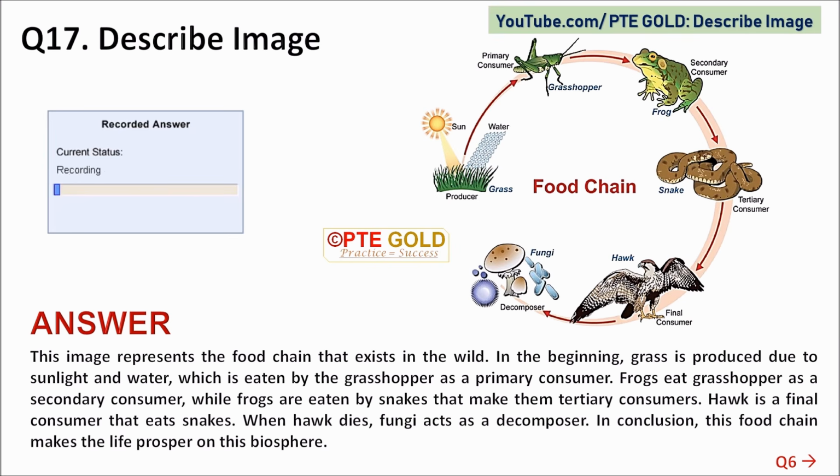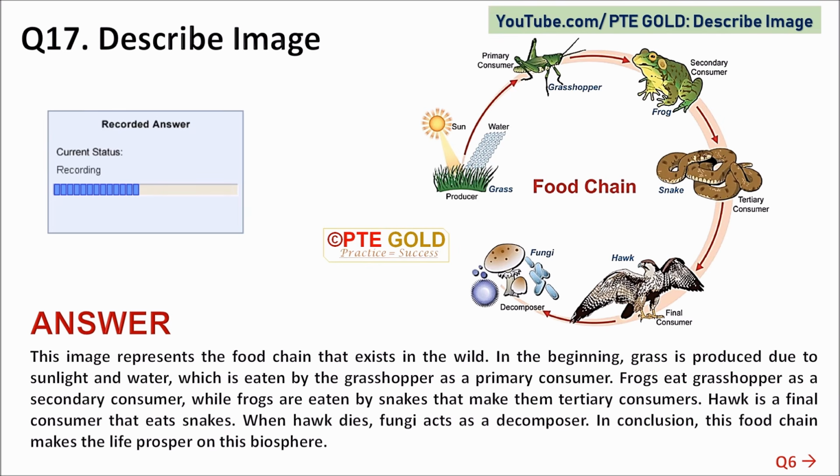This image represents the food chain that exists in the wild. In the beginning, grass is produced due to sunlight and water, which is eaten by the grasshopper as a primary consumer. Frogs eat grasshoppers as secondary consumers, while frogs are eaten by snakes that make them tertiary consumers.